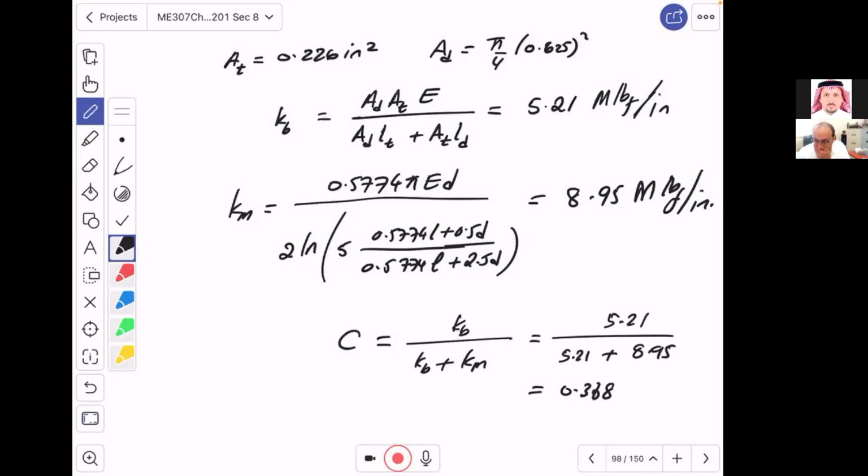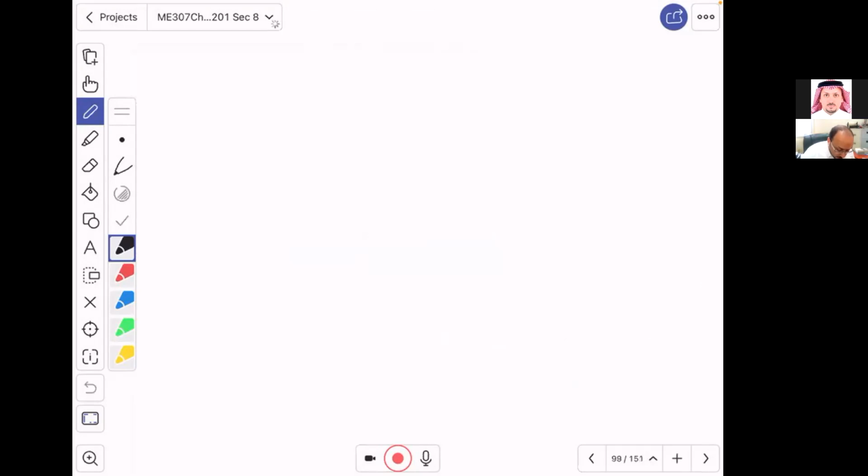0.368. Good. Now, the first thing we were asked to do is to calculate the number of bolts. Now, nL, which is the load factor, is equal to (Sp At minus Fi) divided by C multiplied by P. Now, what is P here? P is the load per bolt. So what do we have is this.